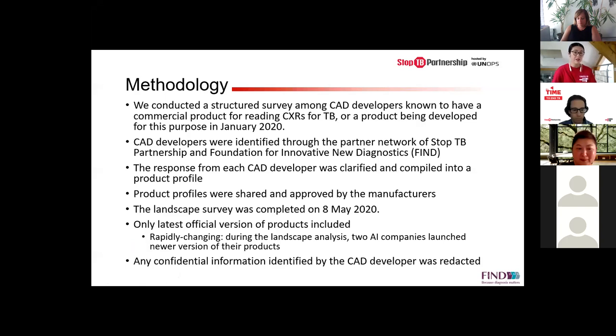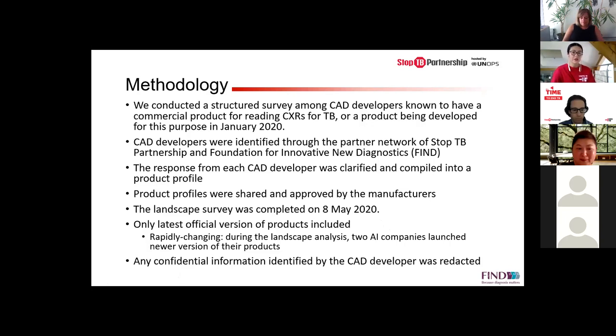landscape survey conducted through a structured survey that was sent out to CAD developers that we have heard of among our network. The survey started in January 2020, and the responses from each CAD developer were reviewed and clarified and then compiled into a product profile. Each product profile, before it was finalized, was reviewed and approved by the manufacturers. The survey was completed on the 8th of May. And we only include the product that has the latest version.